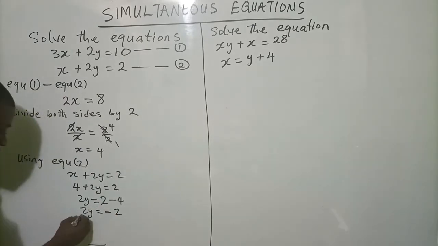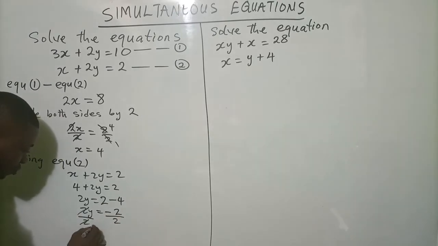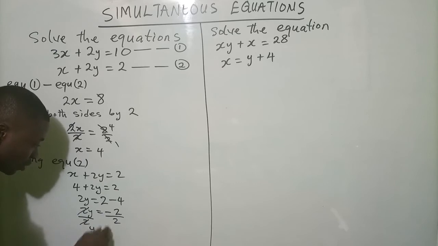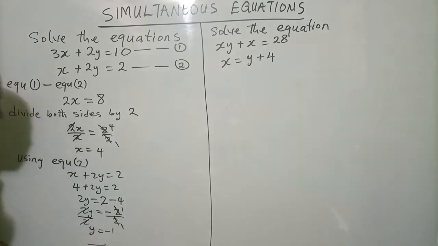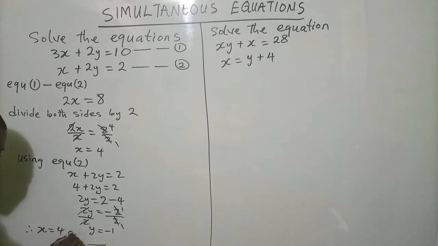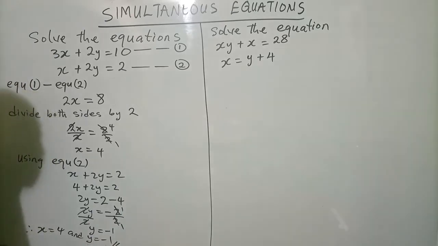Minus 2. What will I do from here again? I will divide both sides. 2 goes with 2. So y is equal to what? y is equal to minus 2 over 2, which is 1 and 1. y is equal to what? Minus 1. So that is how we answer the question. So you now say, therefore, x equals 4 and y is equal to minus 1. And that is your answer.